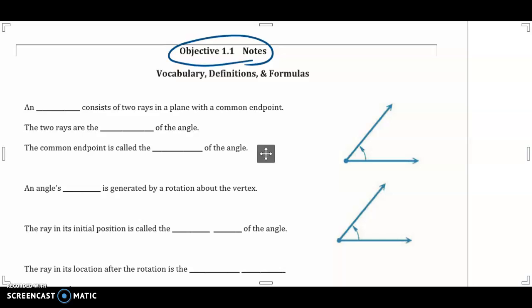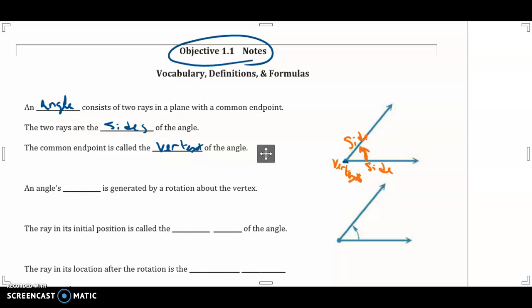So the first thing is, and you all know this, an angle consists of two rays in a plane with a common endpoint. That common endpoint is called the vertex, and the two rays are called the sides. So we have side, side, and then the vertex here. And then you have the angle right here.